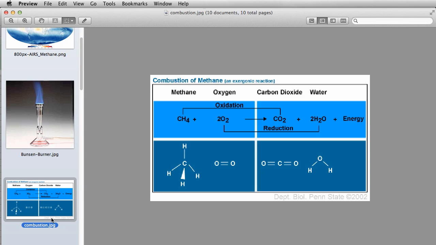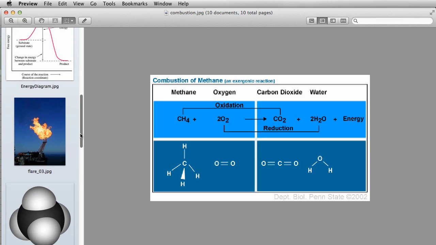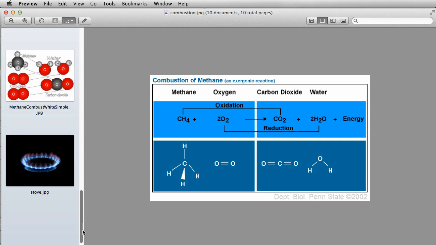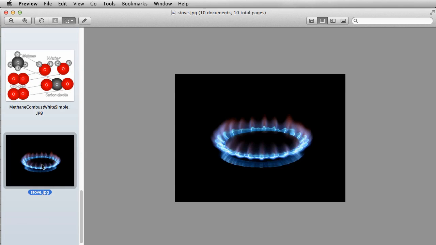Here we have a reaction where we take methane plus oxygen and we're producing carbon dioxide and water. This is one of the most common reactions that there is out there, one of the most common oxidation reactions. You will see this on your stove. For example, on a stovetop, the blue flame that you see is actually the methane as it's combusting to produce carbon dioxide and water.